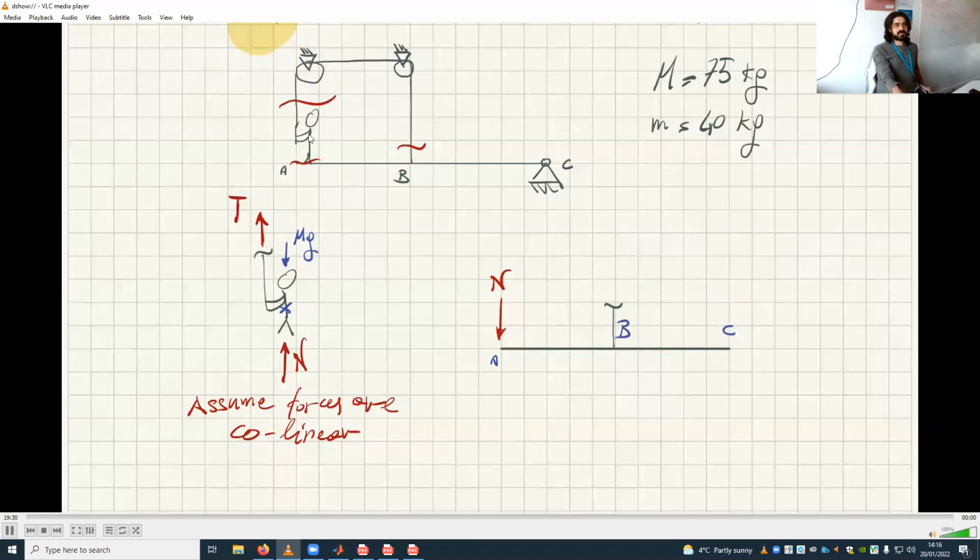Let's see at B. At B, we have this rope, so it has to do with T. But is it T or is it a different number? Sorry, Eva was asking, can we assume the man is a point mass? Yes, because we have no information on the geometry of this person. So yeah, we can assume it's a point mass.